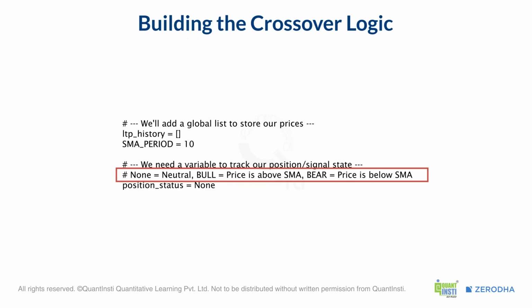Inside the function, after we calculate the SMA, we add our strategy logic. The bullish signal check is key. If last price is more than the SMA and position status is equal to bear. This only becomes true for one moment, when the price is now above the average but our memory says it used to be below. That's the crossover.